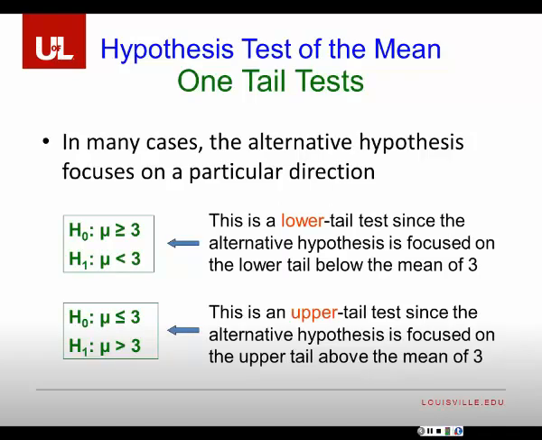So here we are, one-tailed test. We're asking the question, is the null hypothesis greater than 3? Or the alternative is that it's less than 3. Is the null hypothesis less than or equal to 3? Or is it greater than 3? Here we're looking at the lower tail, and here we're looking at the upper tail. The way you know which tail you should be looking at is by looking at the alternative hypothesis. So if it's less than, you want lower. If it's greater than, you want upper.